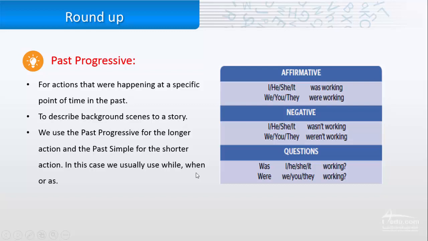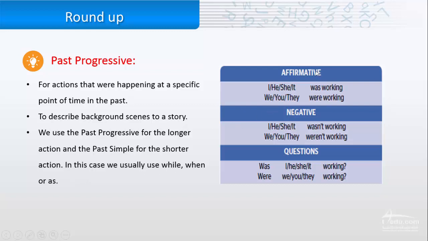Now let's do the past progressive. The past progressive is for actions that were happening at a specific point of time in the past. Also, to describe background scenes to a story, we use the past progressive for the longer action and the past simple for the shorter action. In this case, we usually use while, when, or as.